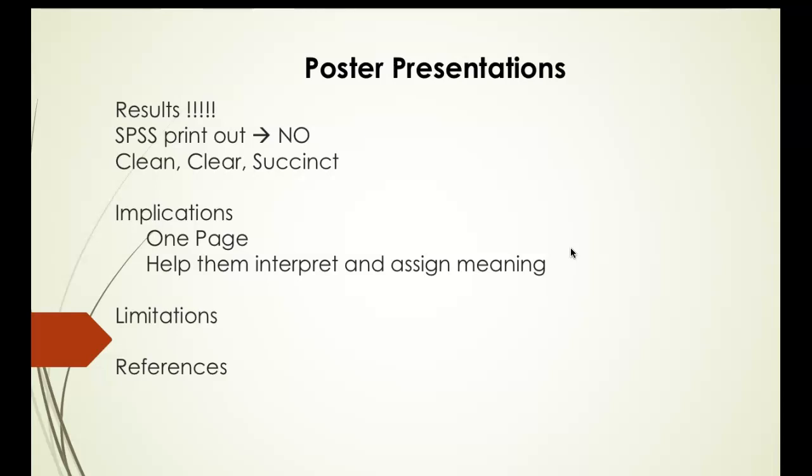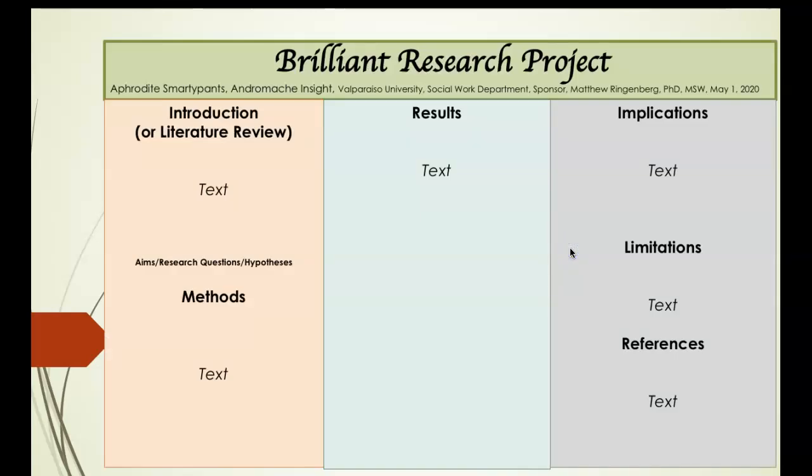You need a reference section. This should look just like a reference section at the end of your paper. Here's one example of how it might be laid out. The banner at the top, and then the introduction or lit review on the left with the text describing that. And in this example, the aims, research questions, and hypotheses are at the end of that section. Like I said before, they could be at the beginning. Then the methods, I left the most space for the results, and then the implications, limitations, and references on the right.